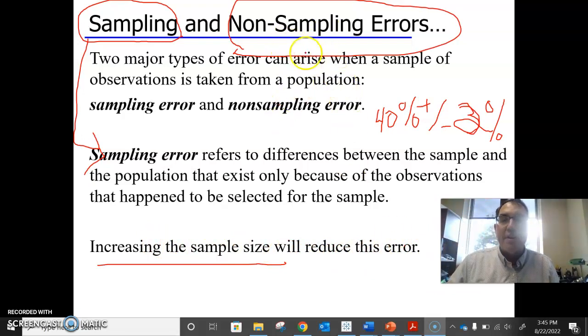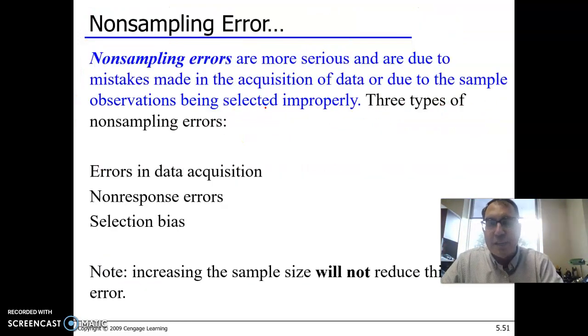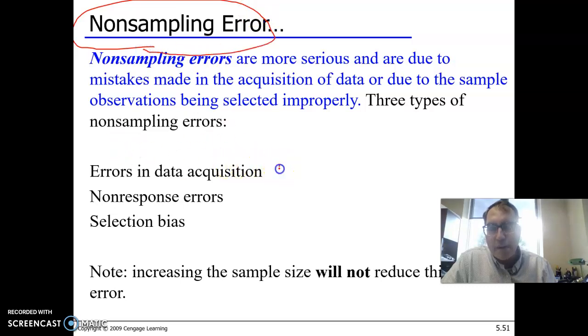The second category of error is something known as non-sampling error. Non-sampling error is a little bit different in that they're more serious. This is a problem in our process. These are mistakes. Increasing the sample size does not reduce non-sampling error. It actually just perpetuates it more. Okay, just perpetuates it is the word I was looking for. So we're going to talk about three types of non-sampling error. So non-sampling error is the category, and we're going to talk about 1, 2, 3 different types.